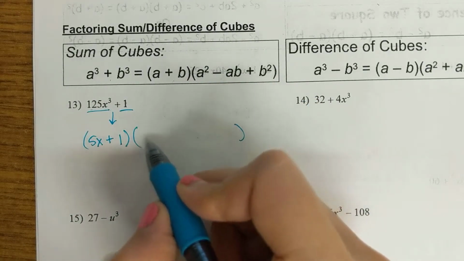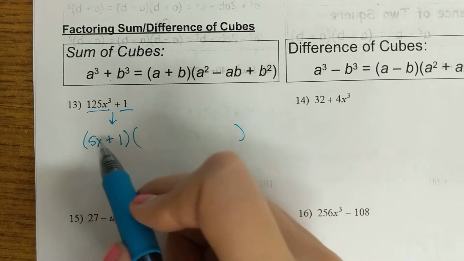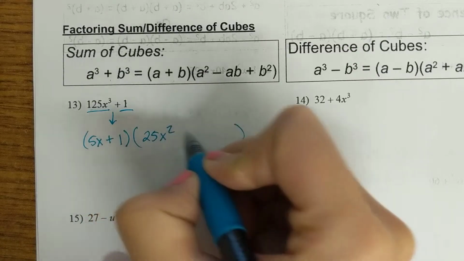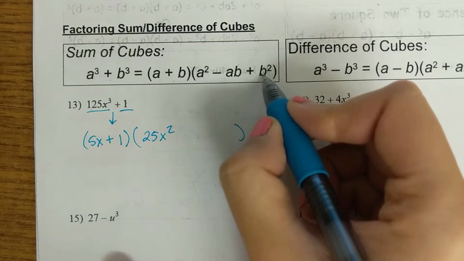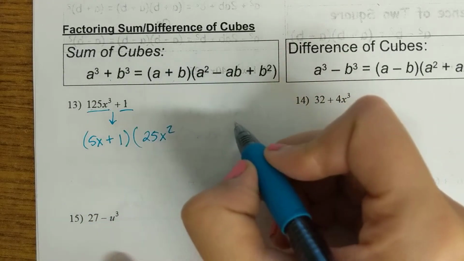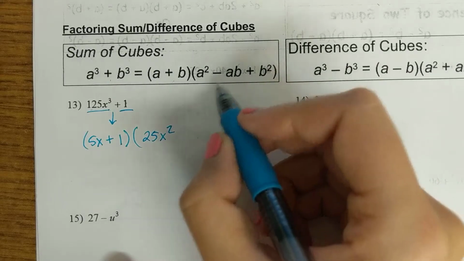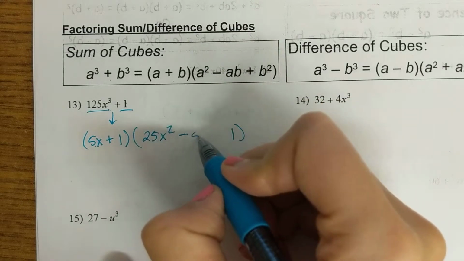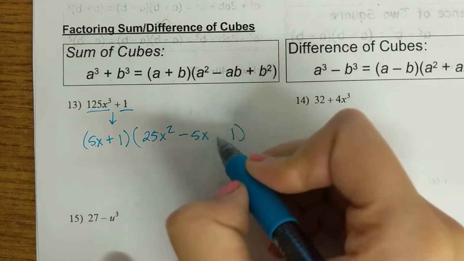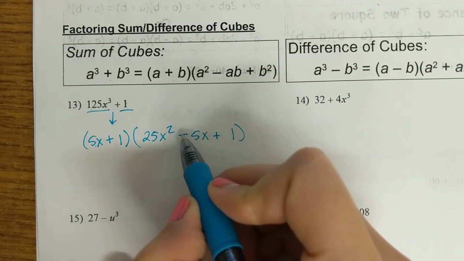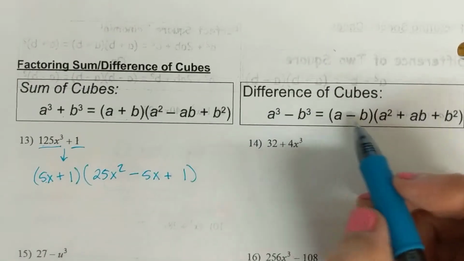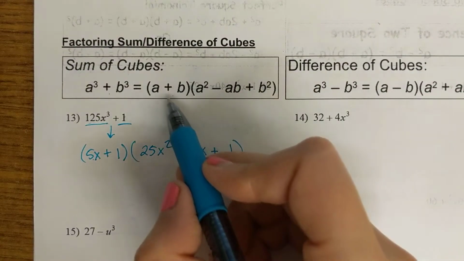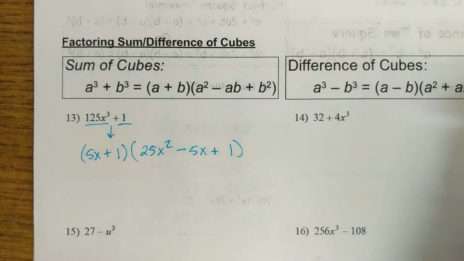So the first term in the second parentheses is the first term squared, so 25x squared. The last term, as you can see, is b squared, the second term squared, so 1. And then inside we have minus ab, so 5x times 1, which is 5x. And then I'll drop down that sign. There's always going to be 1 minus, 2 plus. So if the minus is in front, then there are 2 plus in here. If the plus is in front, then the minus is sandwiched in between.